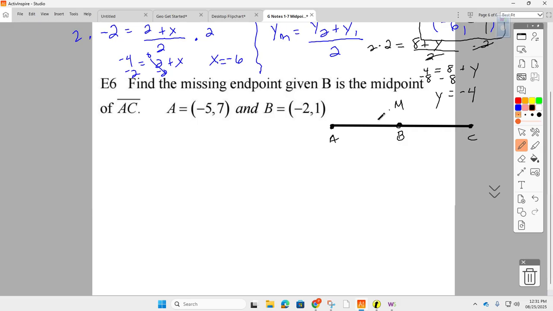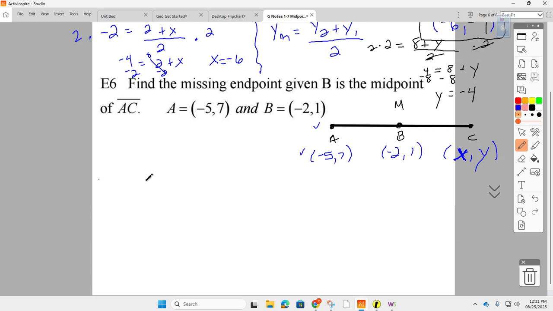It is nice to have as much information as possible. Label point A as negative 5, 7. Label point B as negative 2, 1. And we're going to label our missing endpoint with an x and a y. So that's what we're going to be using in the formula, the x and the y. So we should start with this picture.